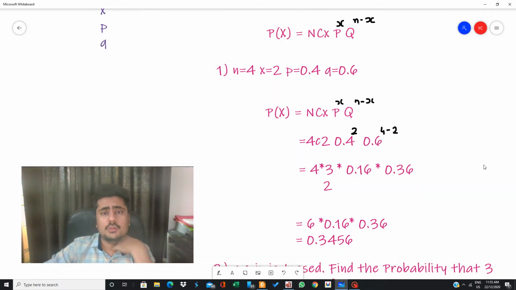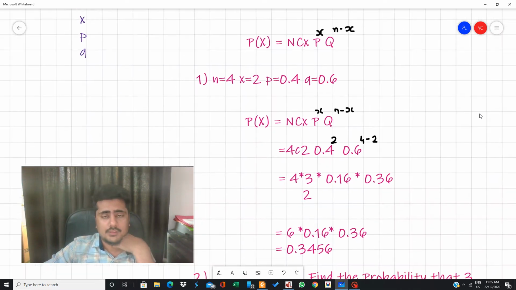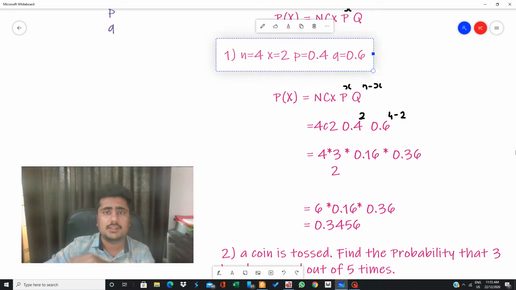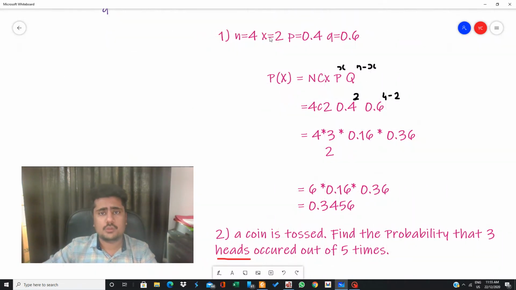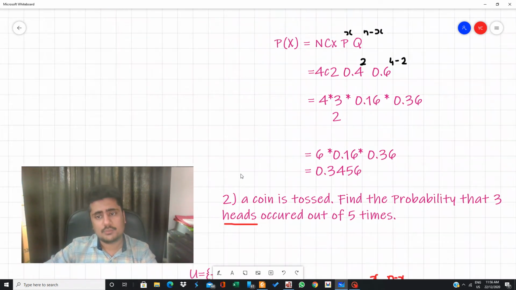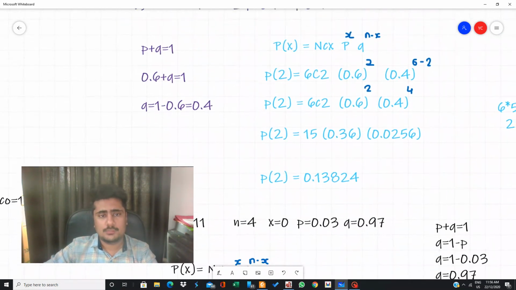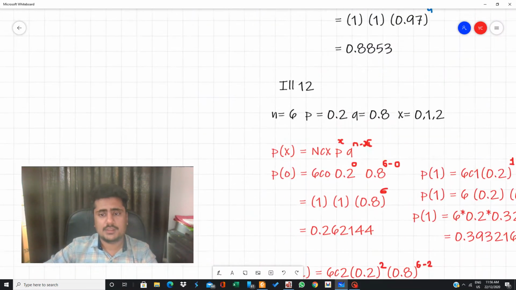If you will solve the sum, you just have to watch for four things: n is equal to 4, x equal to 2, p equal to 0.4 and q equal to 0.6. Now what is P of x? I want to solve x equal to 2, so I have to solve P of 2 is equal to 4C2, 0.4 raised to 2 and 0.6 raised to 4 minus 2. Similarly, we had seen one or two sums. Last we had done illustration number 12.